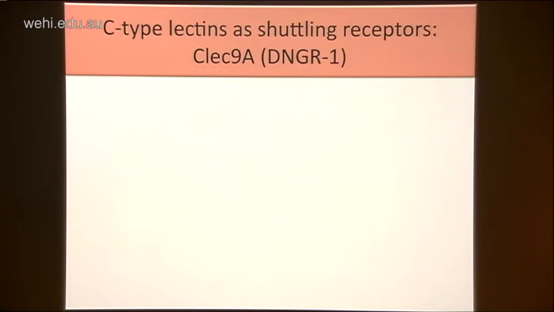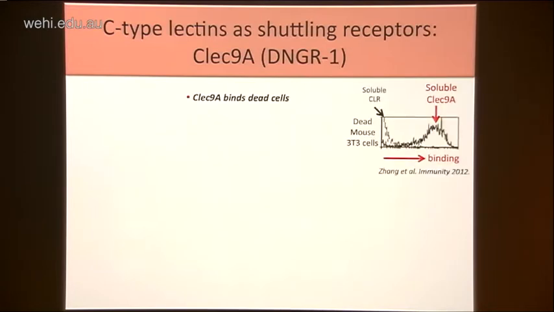Now, CLEC9A has another name, and it's called DNGR1, and if you say that really fast, you come up with danger 1. And I can tell you why in a minute. So, it turns out that we really hit the jackpot when we started working with CLEC9A, because it actually is one of the things that binds dead cells.